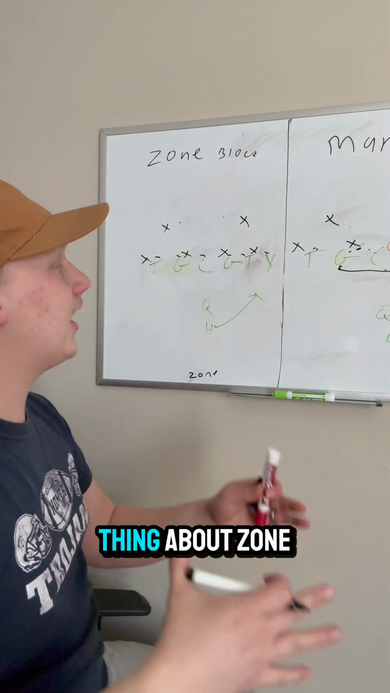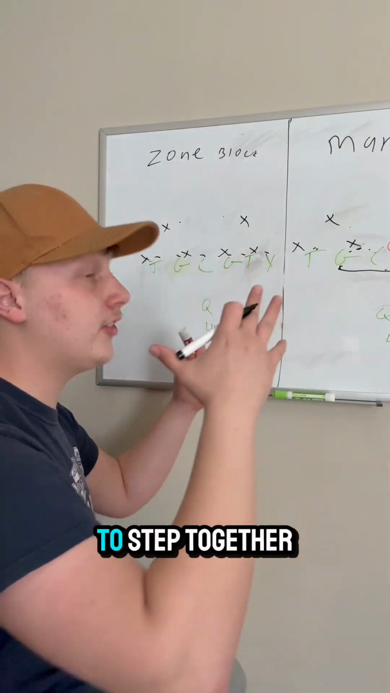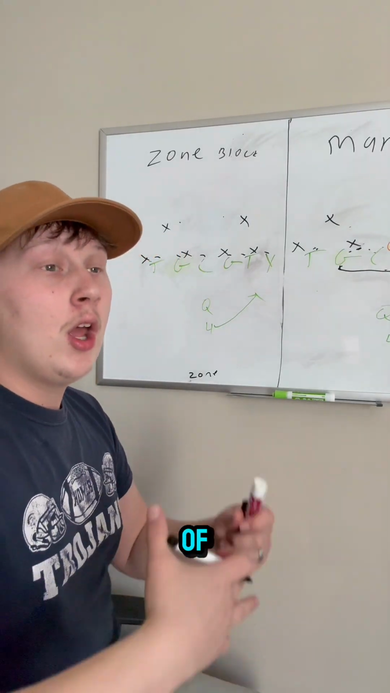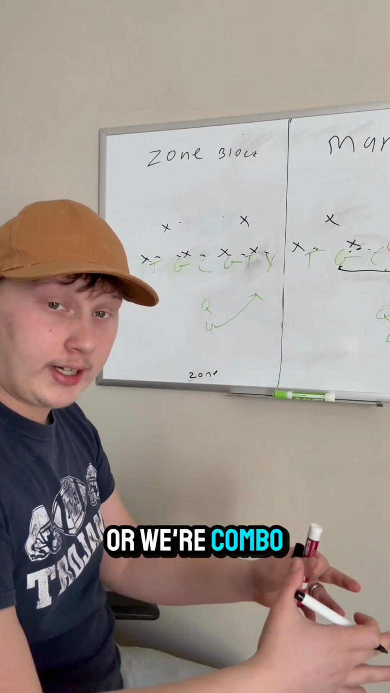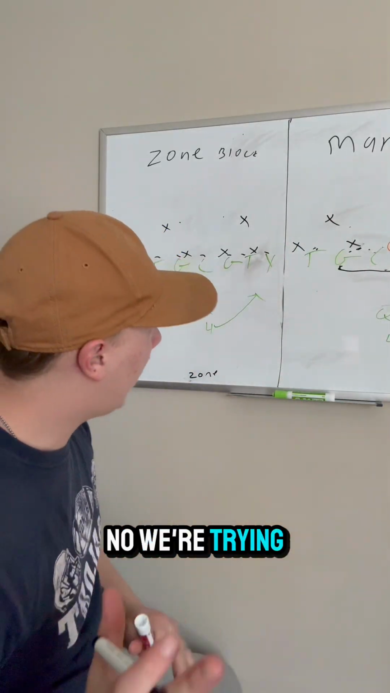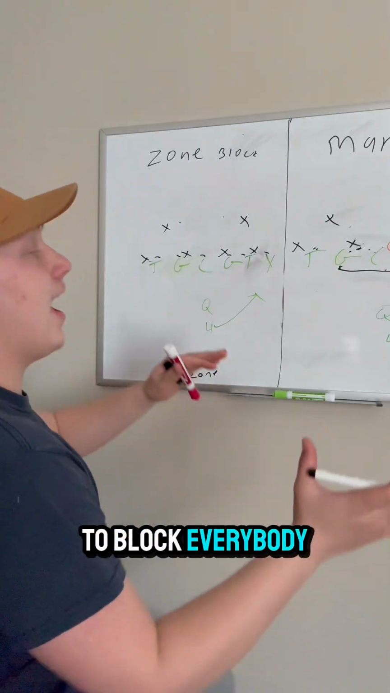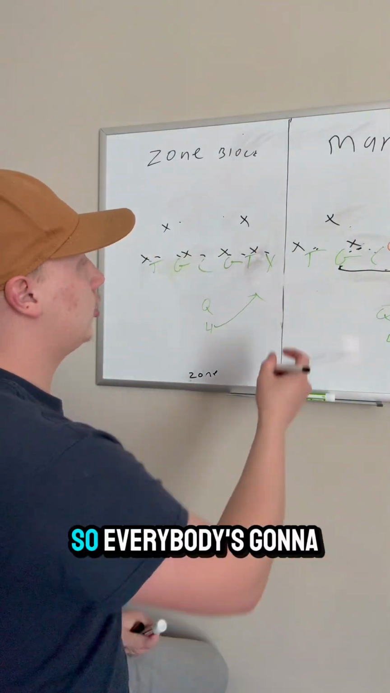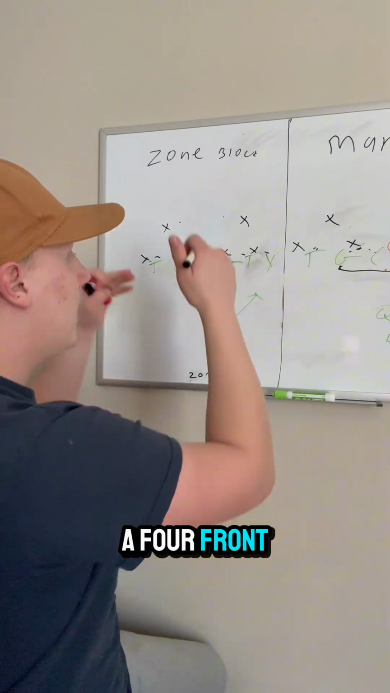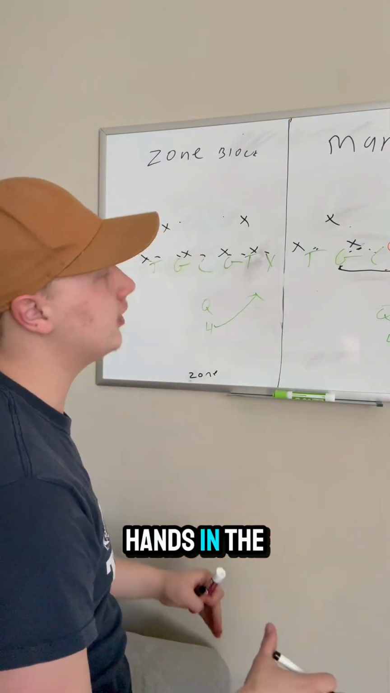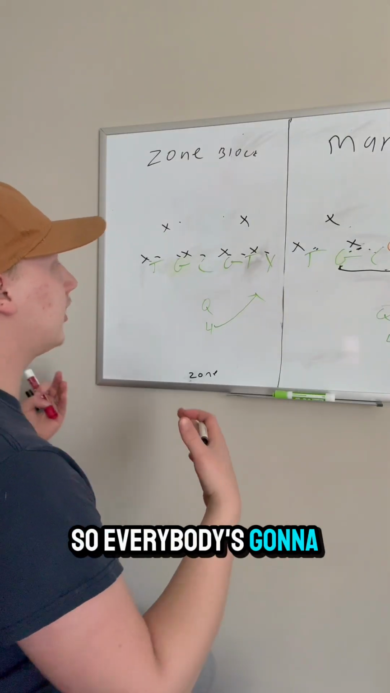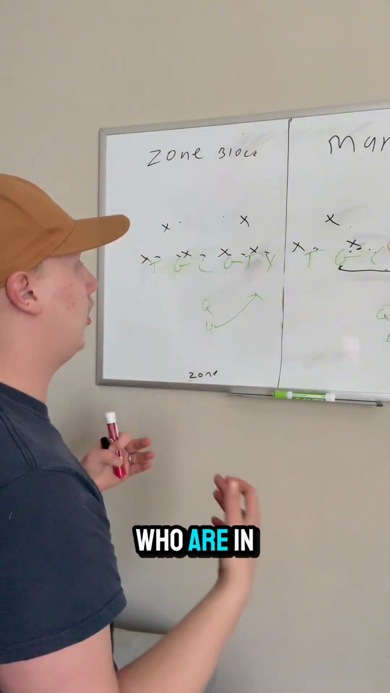And the key thing about zone is we all have to step together and block together. But not in the same sense of we're man blocking this or we're combo blocking this guy to get to that guy. No, we're trying to block everybody away together. So everybody's going to step. And in this look, we got 4 front. The 4 that are down, hands in the dirt, or on the line of scrimmage are the most dangerous. So everybody's going to get a piece of those guys who are in their zone.